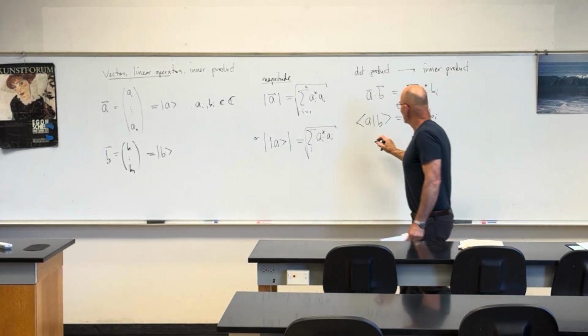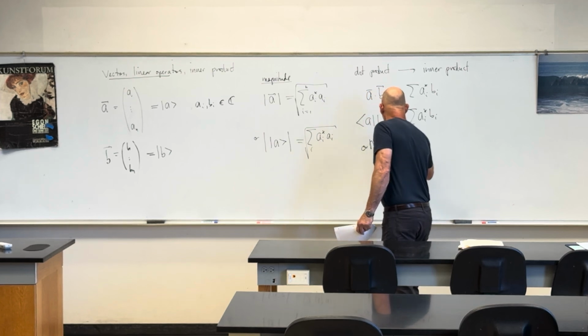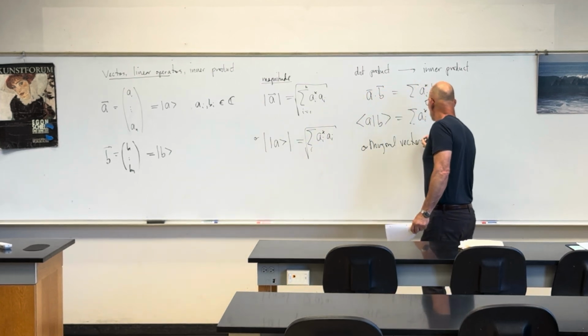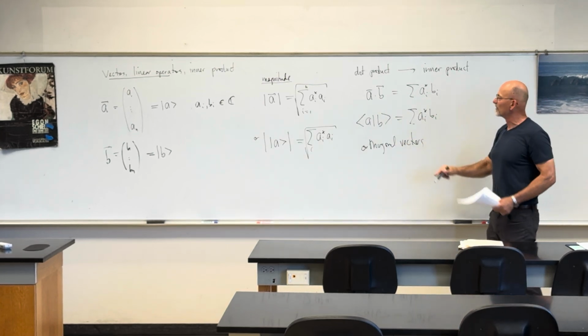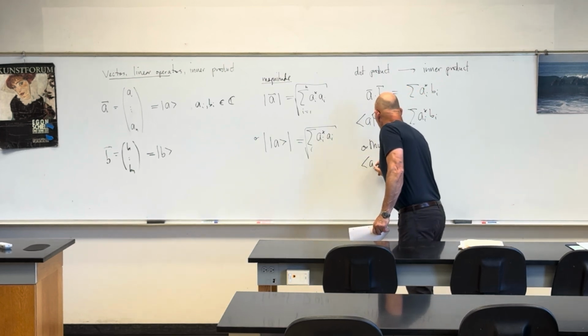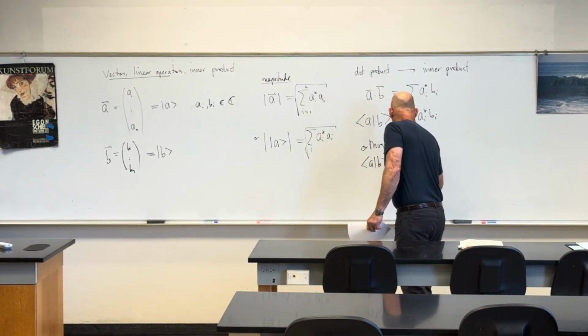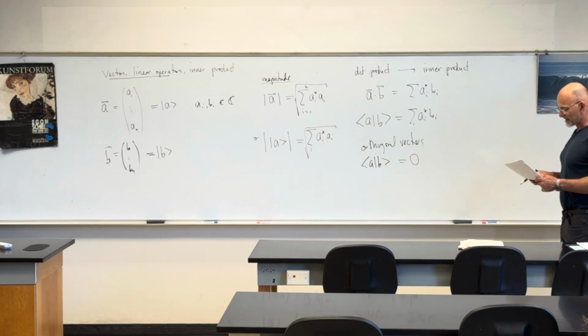And if you have orthogonal vectors, in this more general case, orthogonal meant 90 degrees between them when we have the arrows. Here we're just saying that the inner product of A and B equals 0. So those are orthogonal complex vectors.